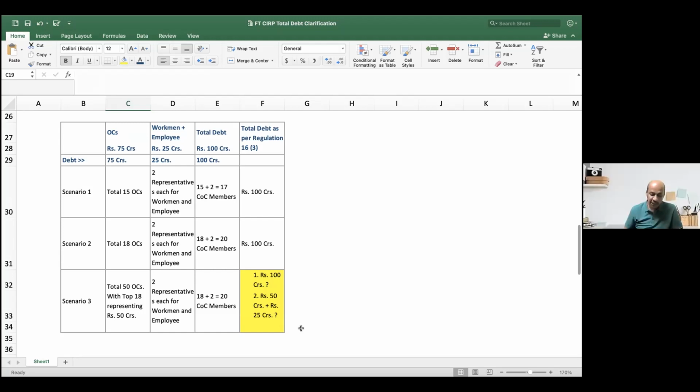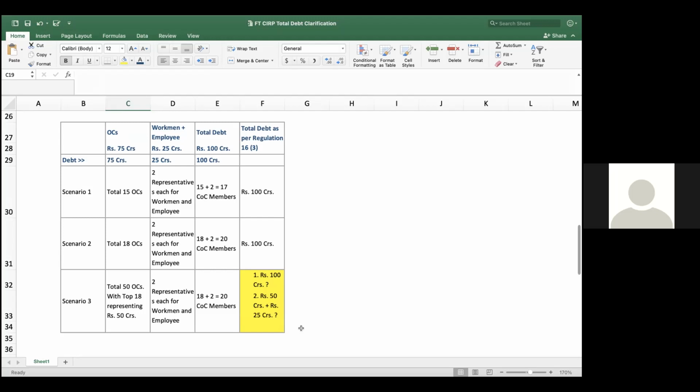The report which is under sub-regulation 1. If you read sub-regulation 1, it says the IRP shall file a report certifying the constitution of the committee to the adjudicating authority on or before the expiry of 21 days from the date of his appointment. And sub-regulation 2 is covering the applicability of fast track.